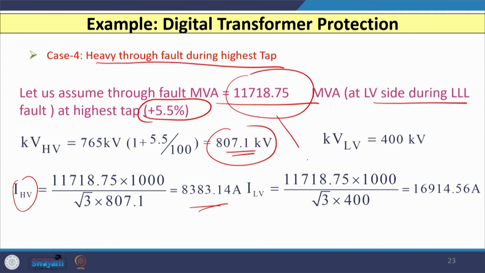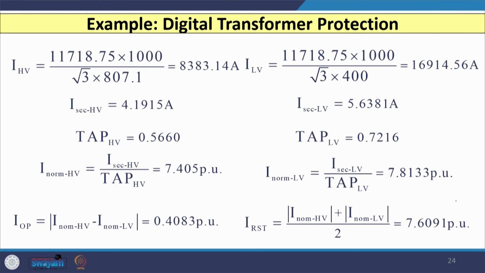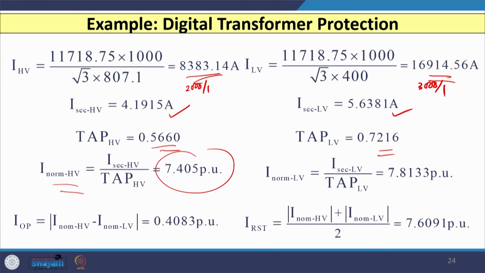With this MVA value, if I transform these two currents with CT ratio 2000 by 1 and 3000 by 1, then you will have the current on secondary side LV and HV, that is this value. We have already calculated the tap on HV and LV. So, we will have the normalized value of current on HV side, that is 7.4 per unit, and the normalized value of LV side current, that is 7.8 per unit.